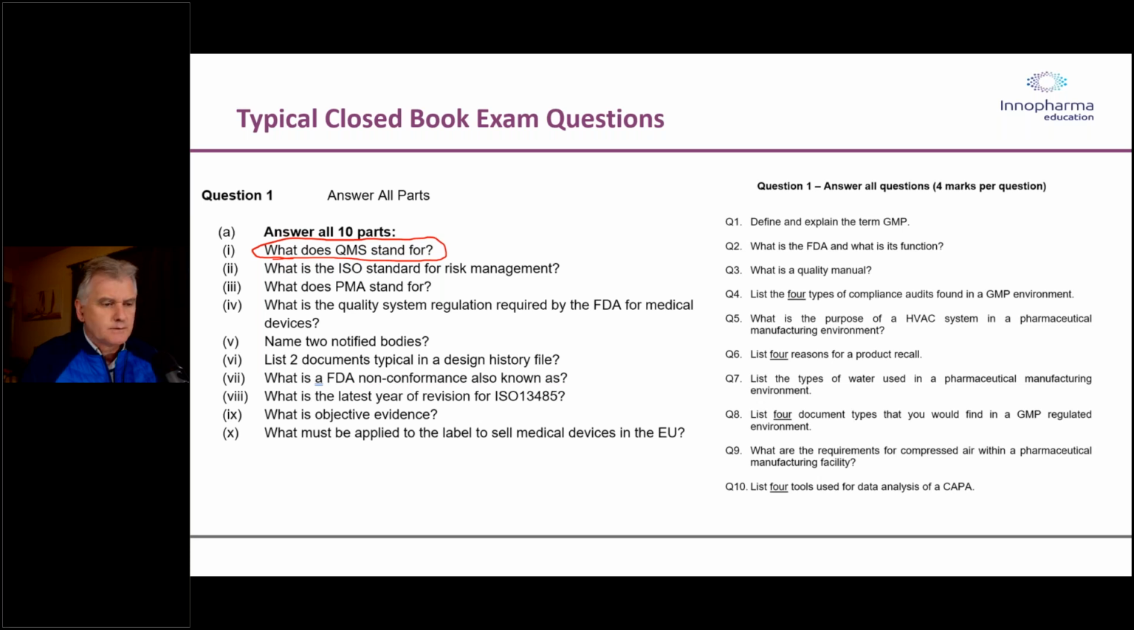What is the ISO standard for risk, for example? Name 2 notified bodies. Those are very direct questions for which you can find the answer pretty much straight away. What is an FDA non-conformance, also known as 483, this kind of stuff. Define and explain the term GMP. So if you go back and look at a lot of the previous exam papers where somebody's asking you to define something, or what is something, what is a quality manual, list 4 reasons for product recall, those things would be considered very much closed questions. So you should see a lot less of those in the papers going forward.